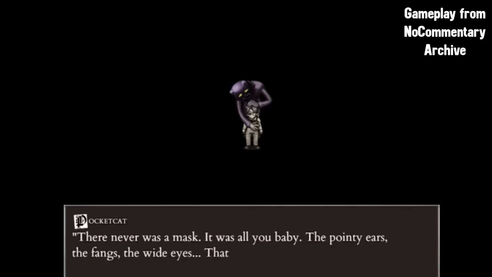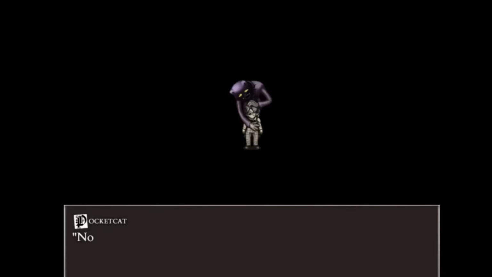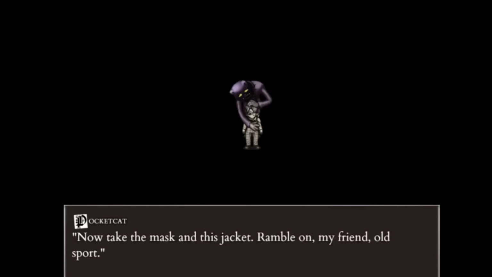The Pocketcat goes as far as to call Daan a dirty, degenerate furry, which I wouldn't even tell my worst enemy. It is a sad story for Daan, and even sadder if he actually does end up becoming the new Pocketcat.